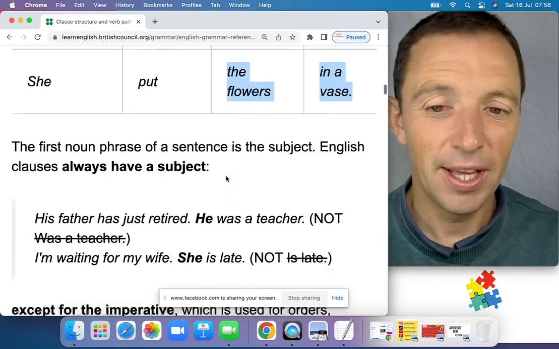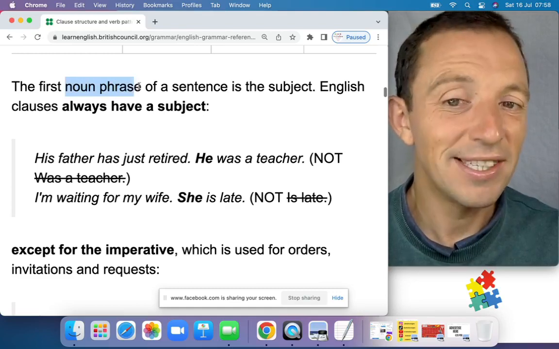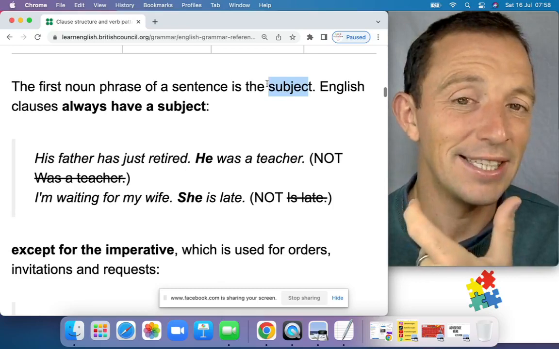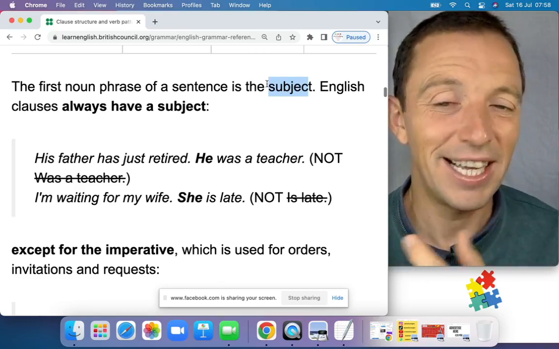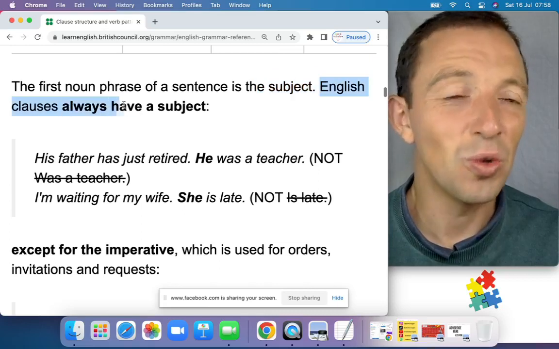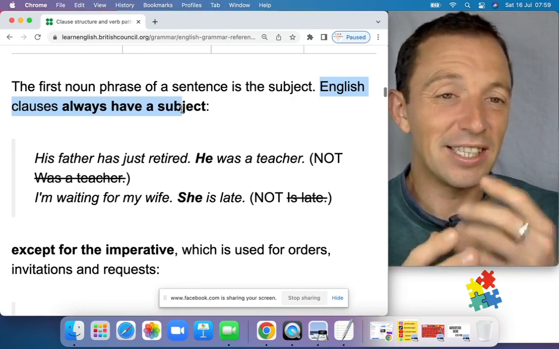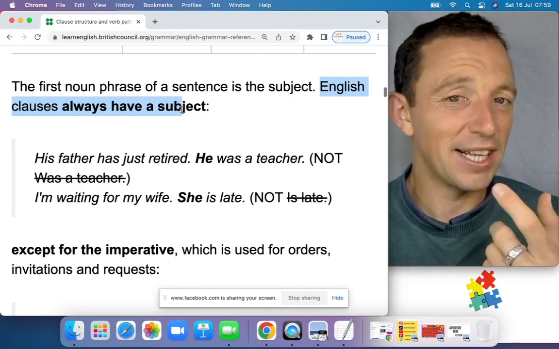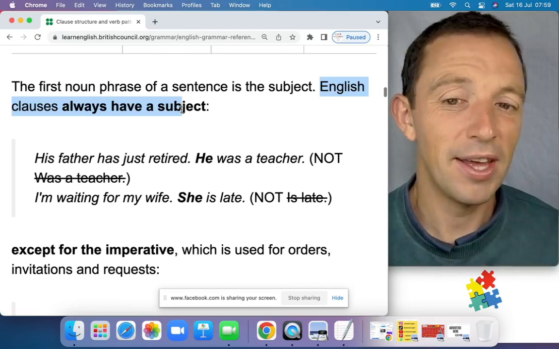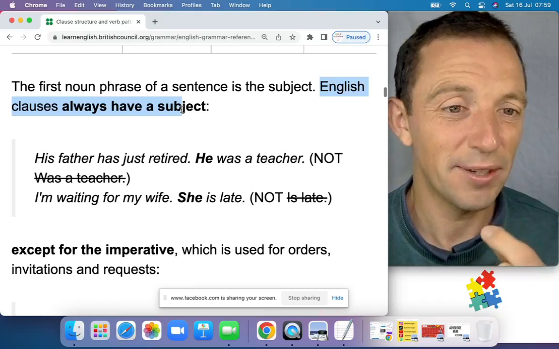Okay. The first noun phrase of a sentence is the subject. So we have seen this already. The noun phrase at the beginning typically is the subject. English clauses always have a subject, always. And this is very important because in Spanish, for example, the subject is not always present. The subject does not always appear. But in English, it's necessary almost always to have the subject.